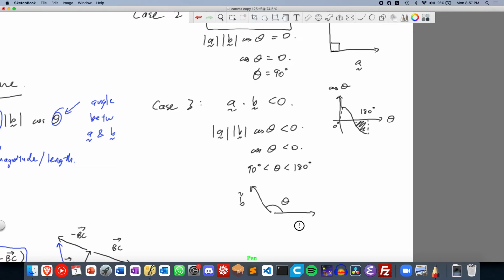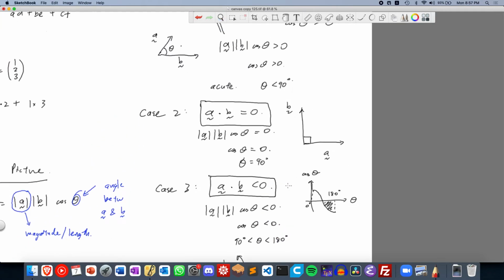Oh, sorry, the tilde is supposed to be underneath. So then, if the dot product between two vectors is negative, then the angle between the two vectors is obtuse. So you know that they're pointing in opposite-ish directions.